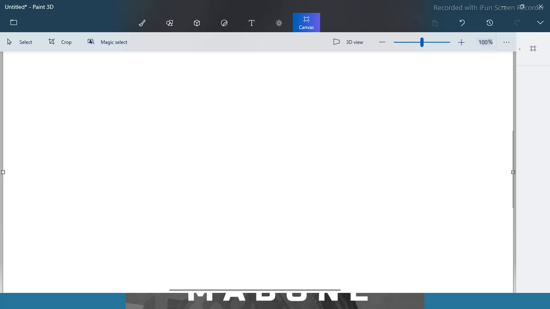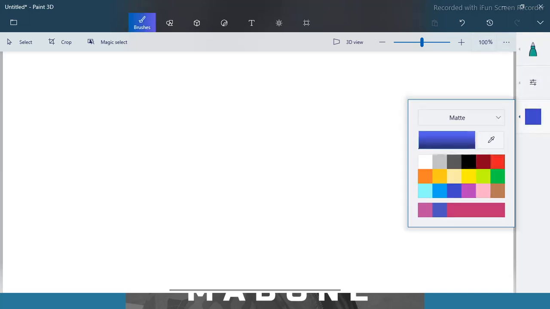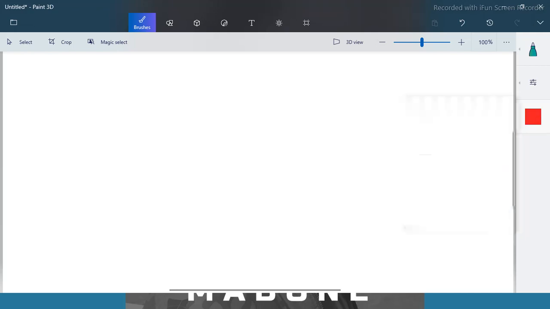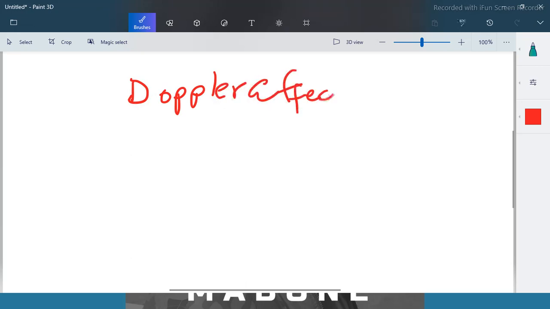So now allow me to write down Doppler effect, so that we can begin. And I prefer using a red pen when teaching physics. Right, so now we are going to be dealing with the Doppler effect, and everything related to that. Doppler effect. My handwriting is so poor nowadays. I don't know what happened.